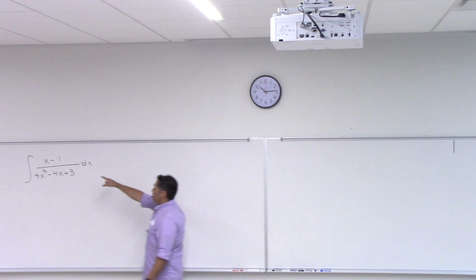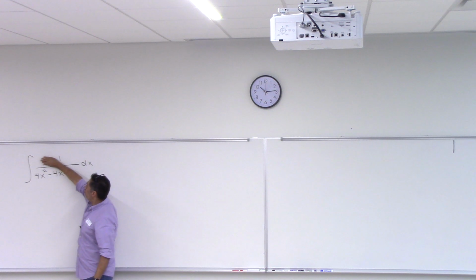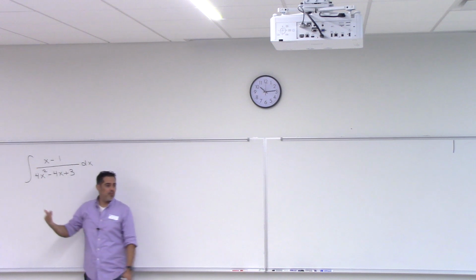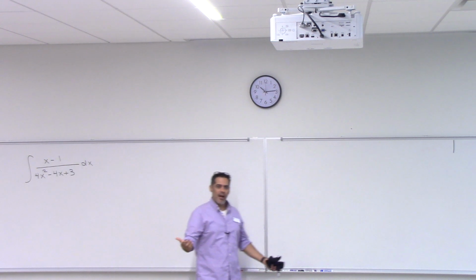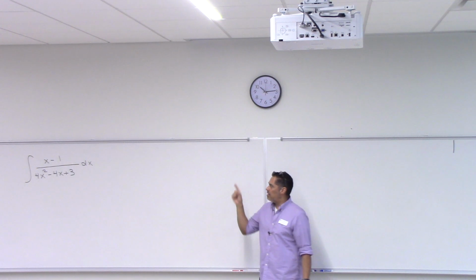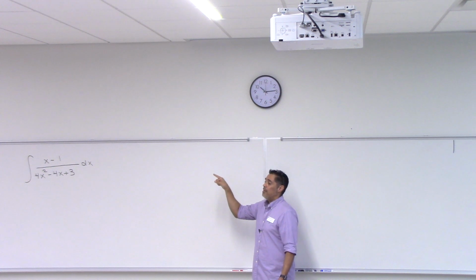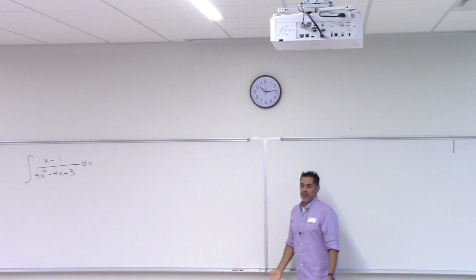And it's not a constant, right? If this was just 1, what would we do? If that was just a 1 on top, what would we do? Complete the square, right? What we just did in the previous problem. But see, it's a linear expression on top. So how do we handle this?